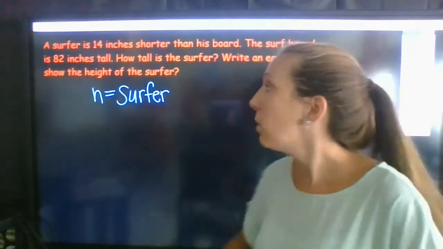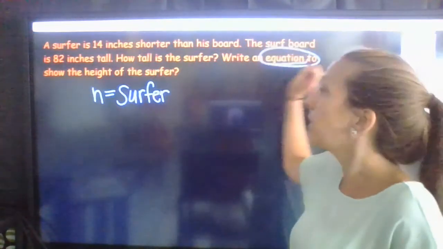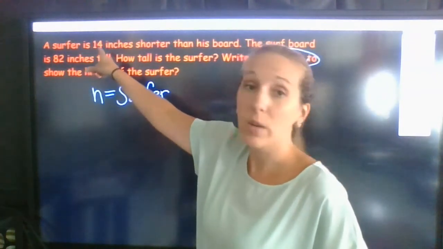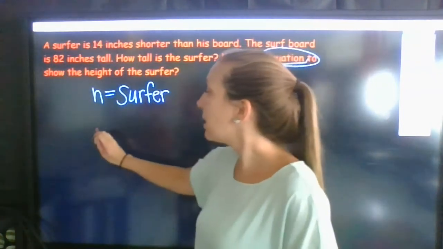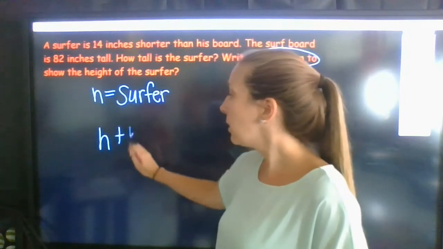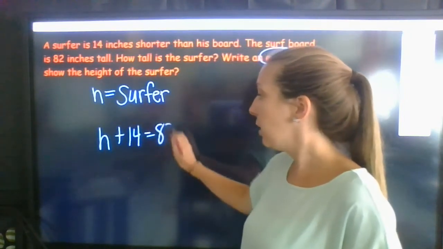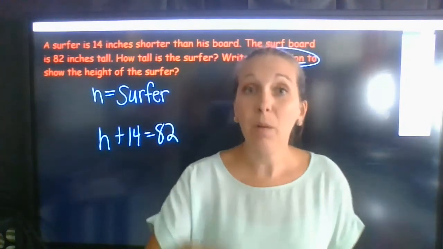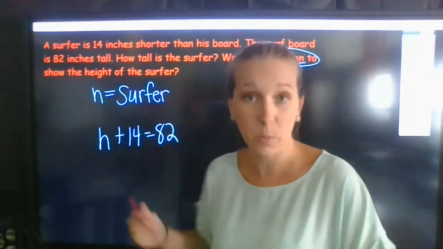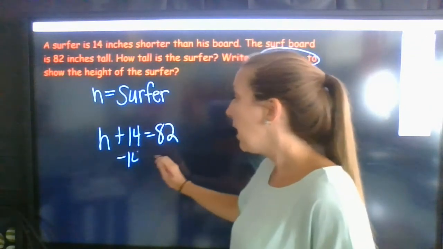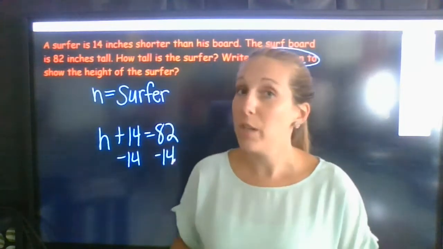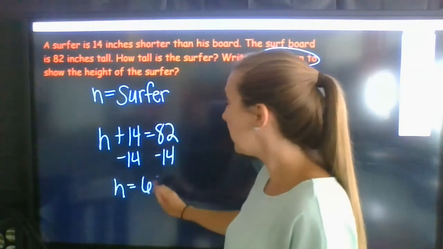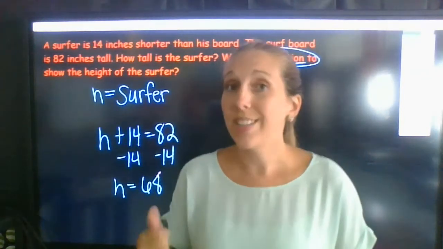But in sixth grade, we are told to write an equation to show that. So if we're going to be subtracting 14 from 82, we're going to write it as the surfer's height plus 14 equals 82. All that means is we're going to solve it using inverse operations, which is exactly what you would have done in fifth grade to solve this word problem. You would have said minus 14. That's all we're doing, except when you write an equation, you have to use inverse. So that's going to give us H equals 68 inches. So the surfer is 68 inches.